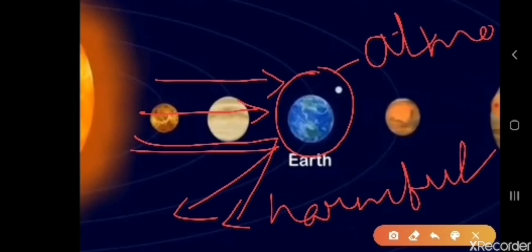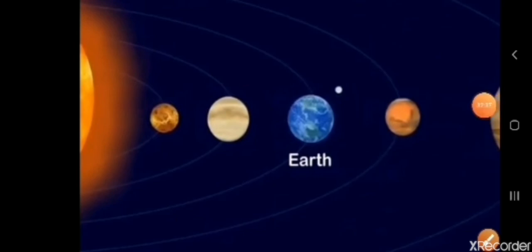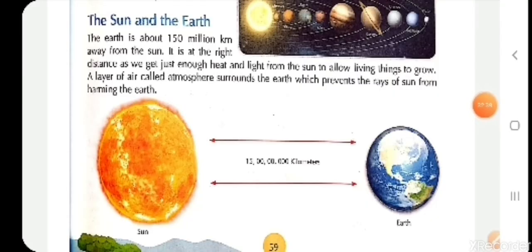So children, when you look at the sky during daytime, what do you see? Children, you see a round huge ball of fire which is very far away from us. We all know that is the sun.